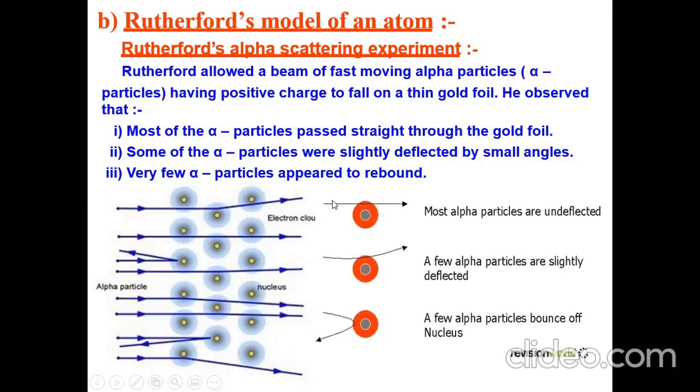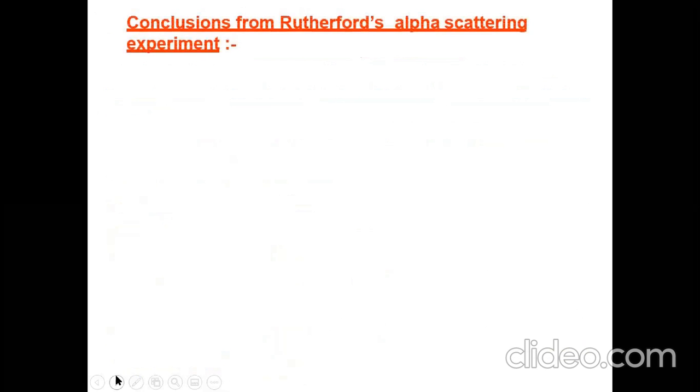So in this case, most particles are undeflected, they were moving straight. Some particles will deflect slightly with a very small angle, and some will bounce back. Now we will discuss what are the conclusions of the Rutherford's alpha particle scattering experiment.